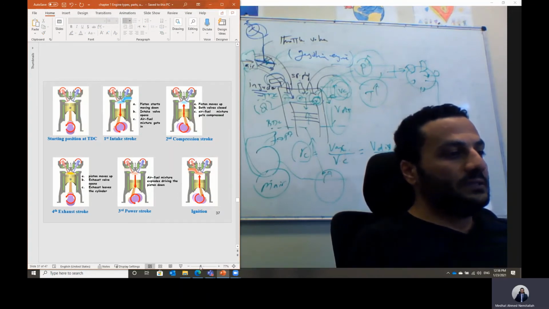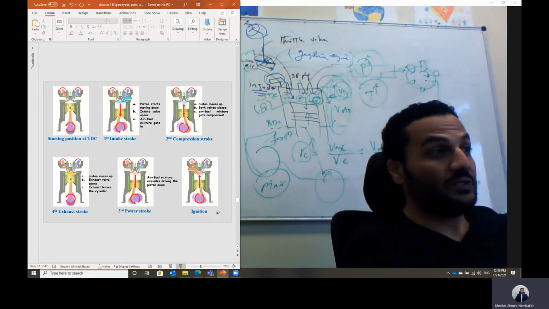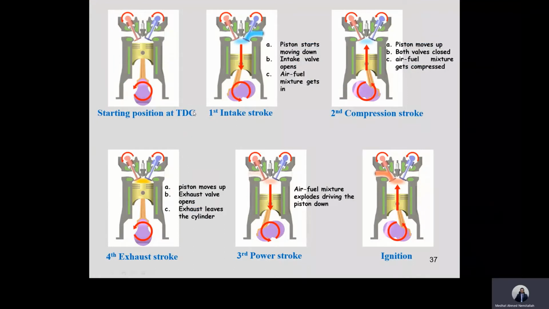Here are the 4 strokes. You can look at the 4 strokes. If the piston is starting at the top dead center, then once the piston starts moving down, the intake valve will open to have the air plus fuel mixture get inside the cylinder.